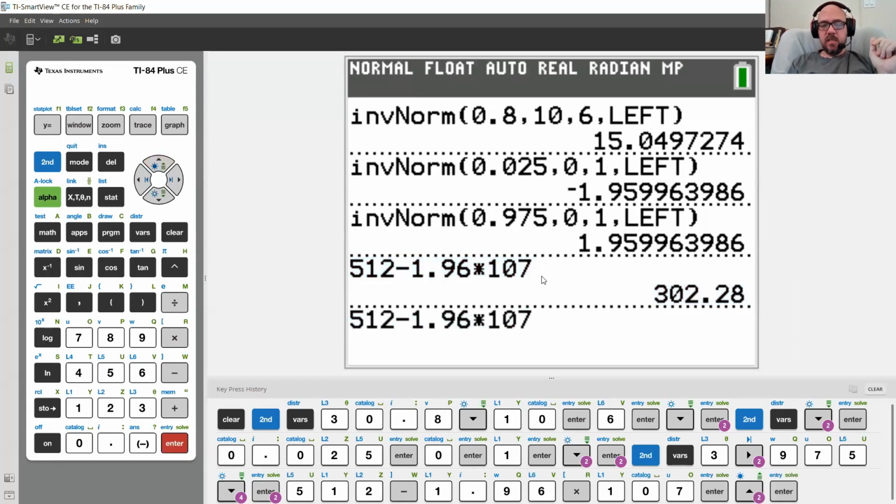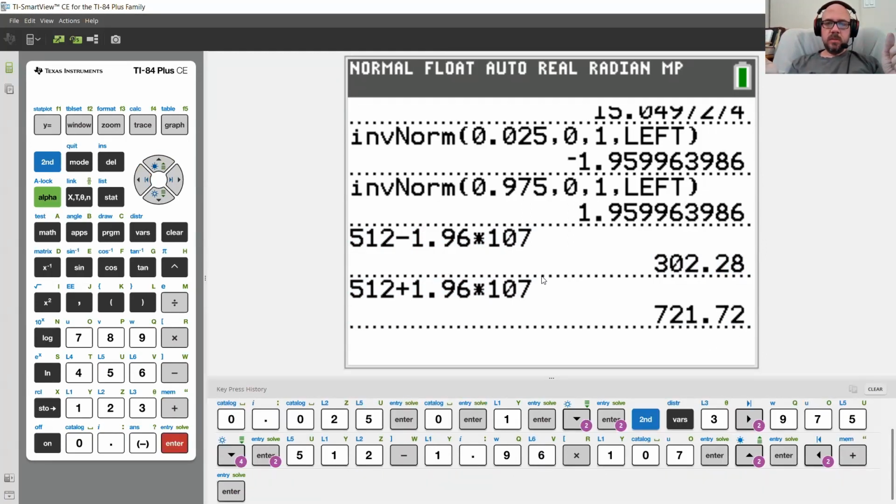If I hit enter on that, and then just mouse over or arrow key over and change that to plus, you can edit it. If you hit enter on a calculation that you have done, it will put the calculation up again, and then you can just edit it however you want. If you're just changing one thing, it's a little quicker to do that. So the boundaries here are 302.28 and 721.72.